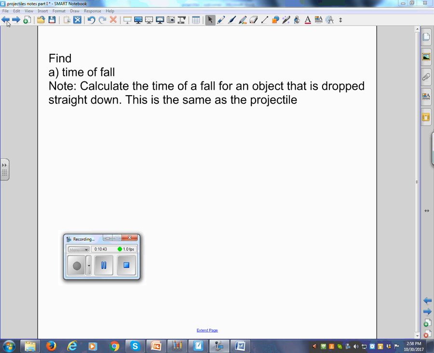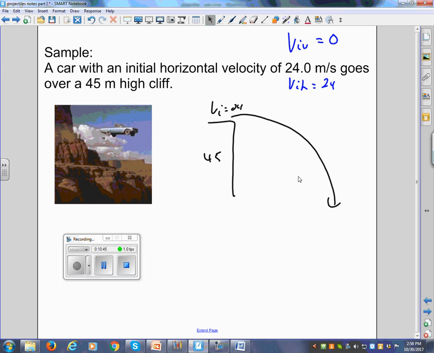None of that was being recorded, so I'll quickly re-say that VIV is 0 and VIH is 24. Where on your drawing would you put VIH? I guess you'd put it right here, right? It's still the same location.